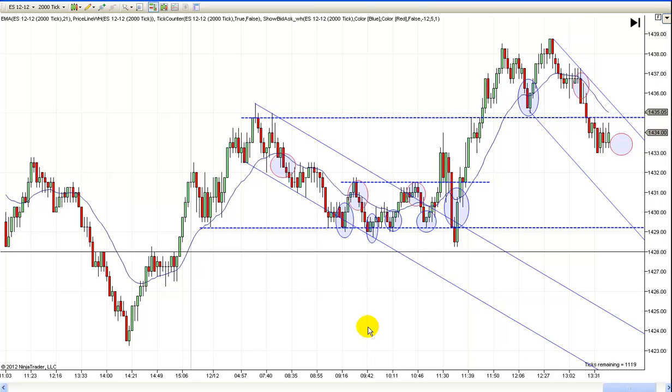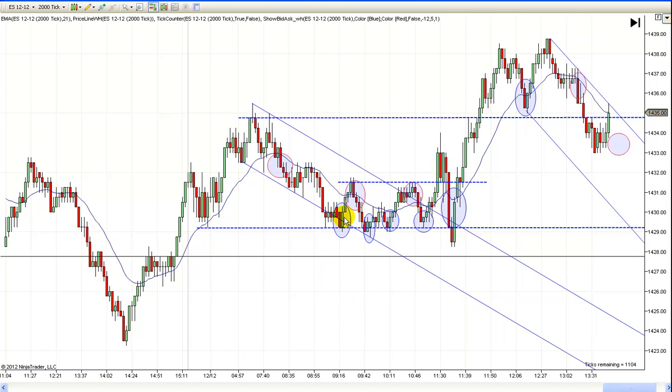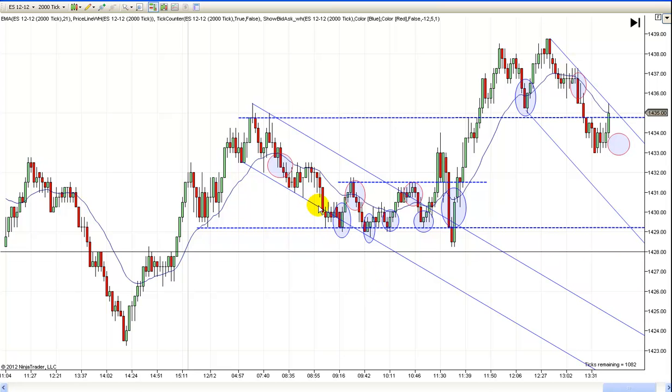You wouldn't have got anything more than that, more than likely, but you could have ridden it down here. But you had to hang on through all this, and if you drew your trend line up here and then dragged it down, then you had to be thinking, hey, we could go higher here.